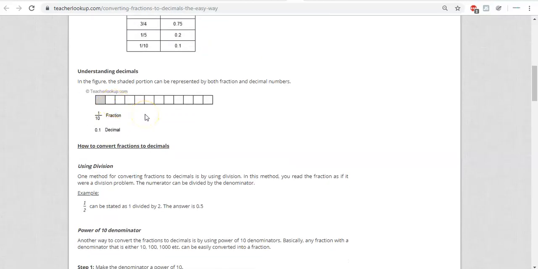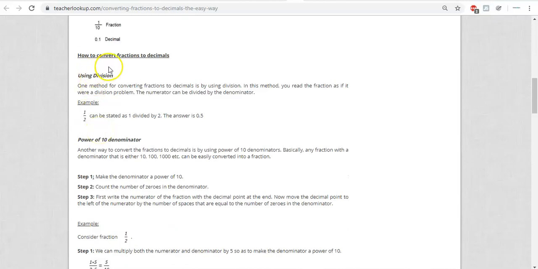So understanding decimals, in the figure the shaded proportion can be represented by both fraction and decimal numbers. First we'll count the number of blocks. So it's 1 2 3 4 5 6 7 8 9 10, and 1 is shaded in, which is 1/10, and that is 0.1 in decimals.